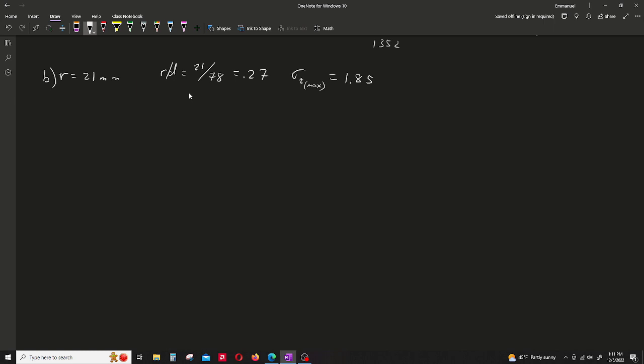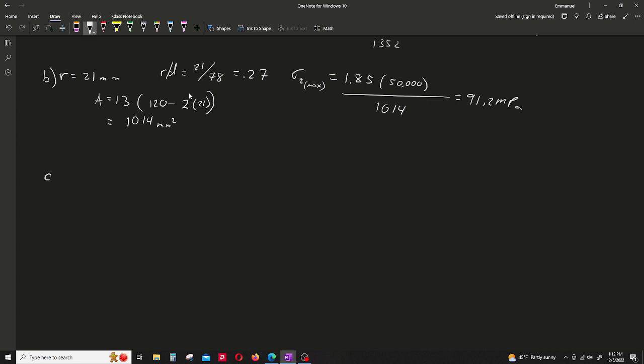So that's 1.85 there. So therefore our area also changes. P stays the same though. P is still 50,000 newtons there. Our area though, I'm going to just drop in area here. That becomes 1014. And so therefore we get 91.2 megapascals for the stress.